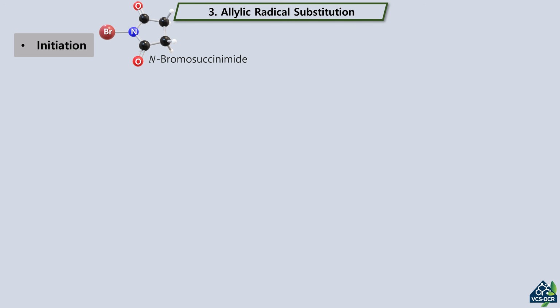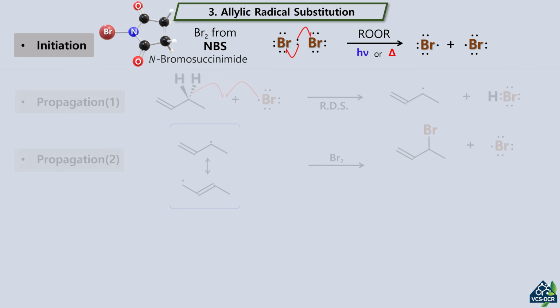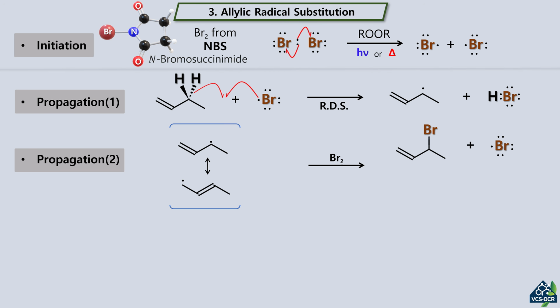Initiation begins when a trace amount of Br2 undergoes homolytic cleavage by light or heat, generating highly reactive bromine radicals. In the first propagation step, the bromine radical abstracts a hydrogen from the allylic position. The resulting allylic radical is highly resonance stabilized because the unpaired electron is delocalized across the pi system.